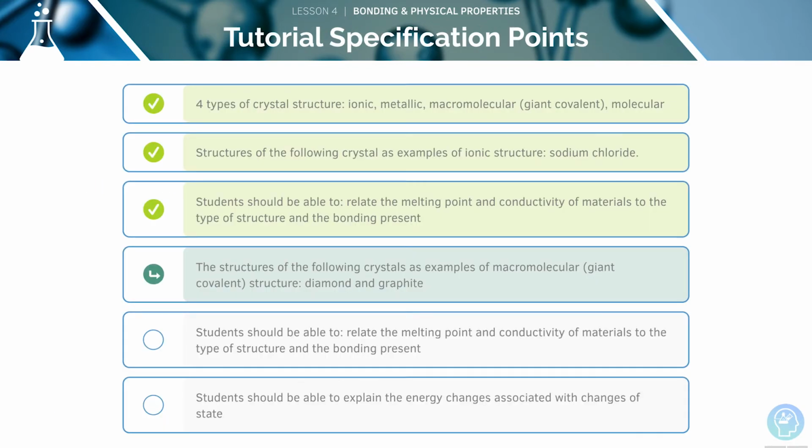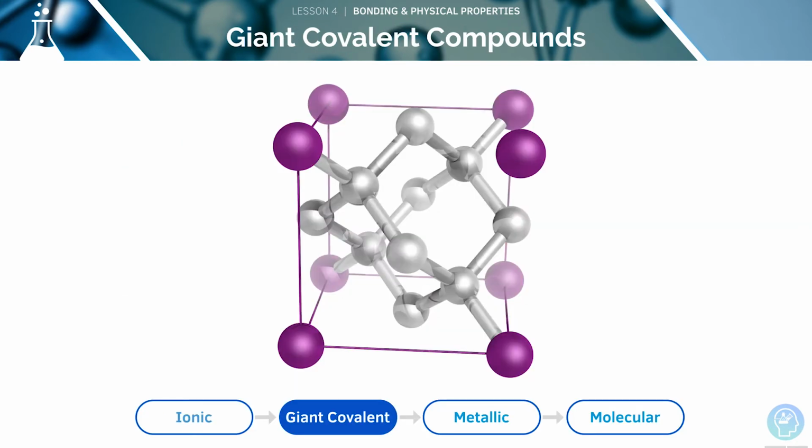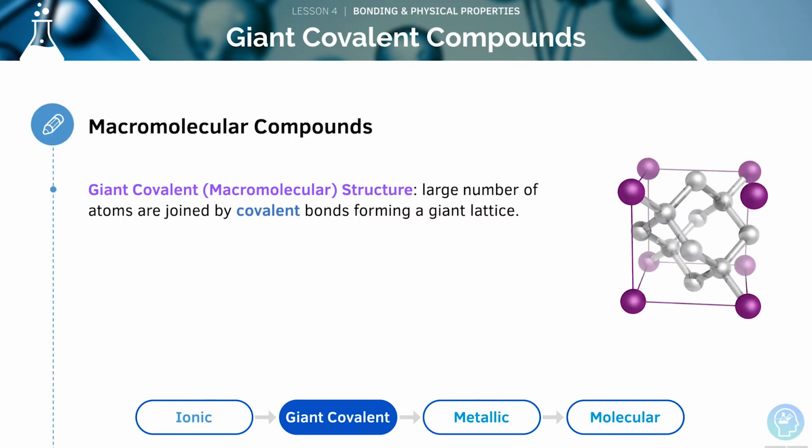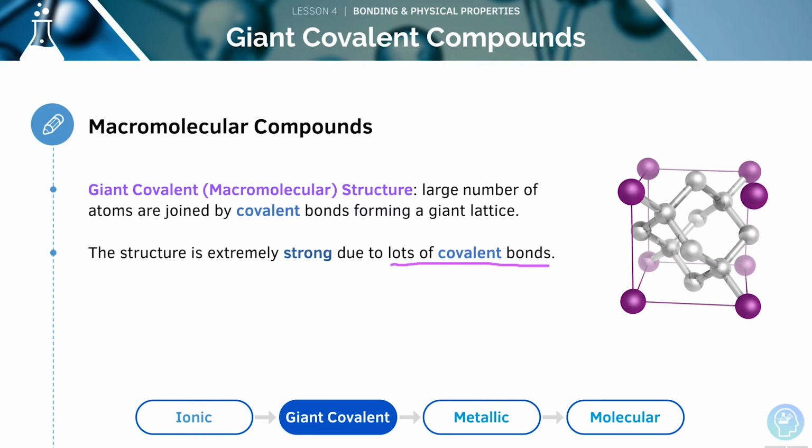Next, we will look at the following crystal structures as examples of macromolecules. Here is an example of a giant covalent macromolecular structure. A giant covalent structure involves lots of covalent bonds forming between several atoms which will form a giant lattice. It is a really strong structure due to having lots of covalent bonds.